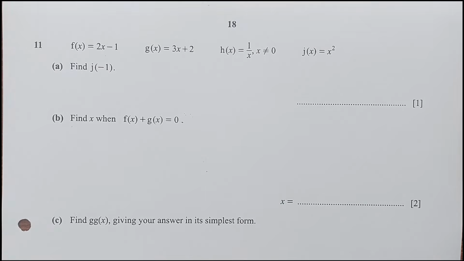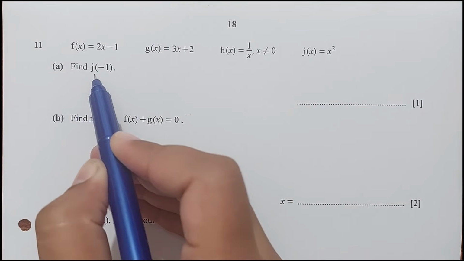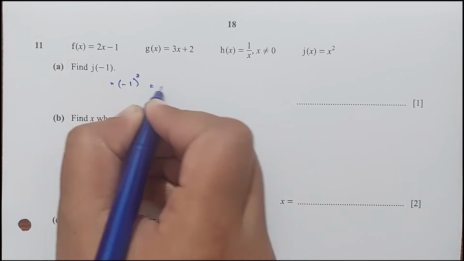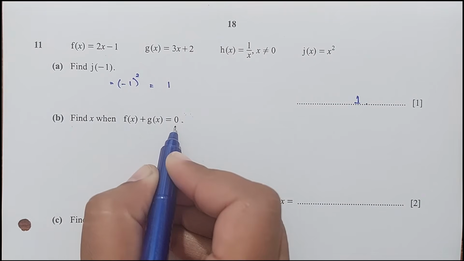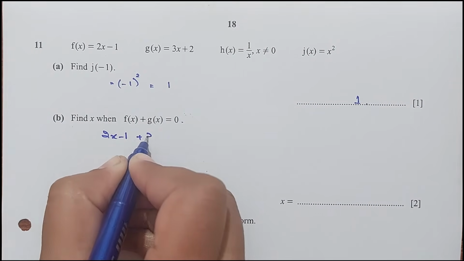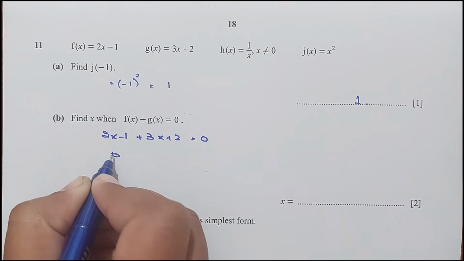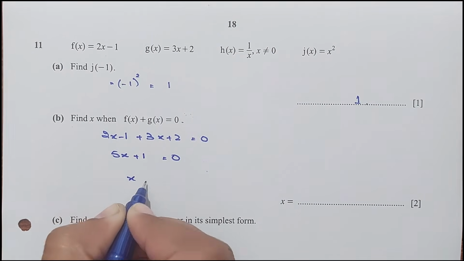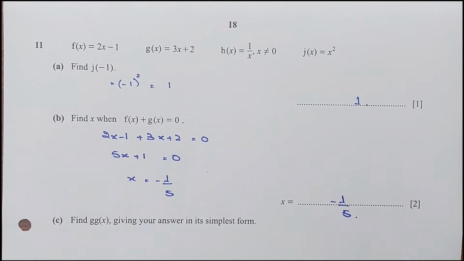Question number 11, we have the functions f of x, g of x, h of x, and j of x. Part A, find j of -1. j of -1 is -1 whole square, which is just 1. Right. Part B, find x when f of x plus g of x equals 0. So f of x is 2x minus 1 plus g of x is 3x plus 2. This is equal to 0. So 2x plus 3x would be 5x and minus 1 plus 2 would be 1. This is equal to 0. So from here x would be equal to -1 by 5. Minus 1 by 5.